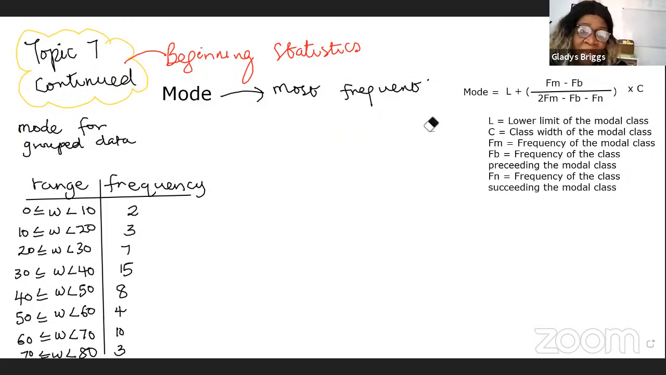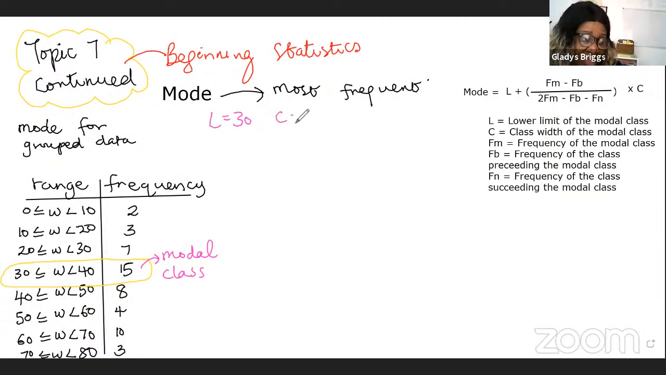Okay. So first thing is, what is the modal class? By observation, the class with the highest frequency is this one right here, the one that has 15. So that's our modal class. Now, the lower limit of the modal class is 30. So L is equal to 30.